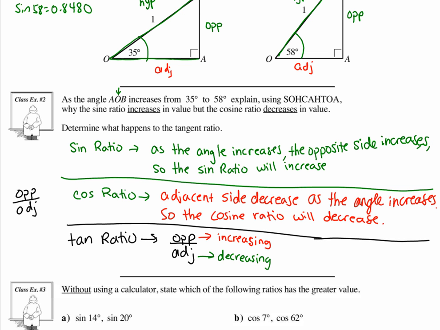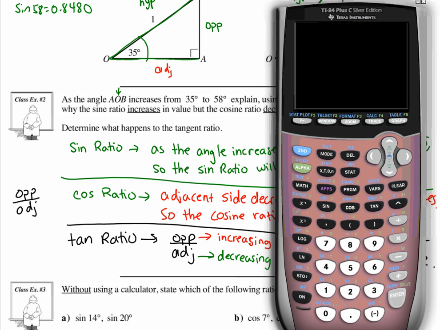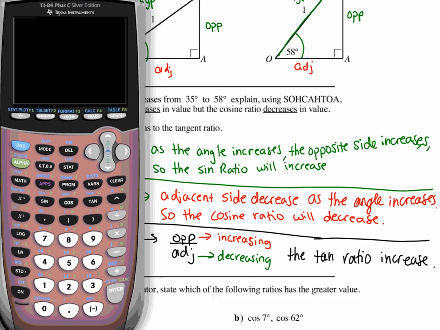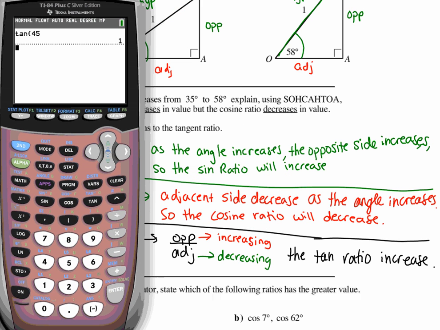Okay, so if the numerator is increasing and the denominator is decreasing, the tan ratio will increase. There's a very easy way to check your work. Very easy. You take your calculator. Type in tan of 35. Now type in tan of 58. What happened to the ratio? It got bigger. It increased.